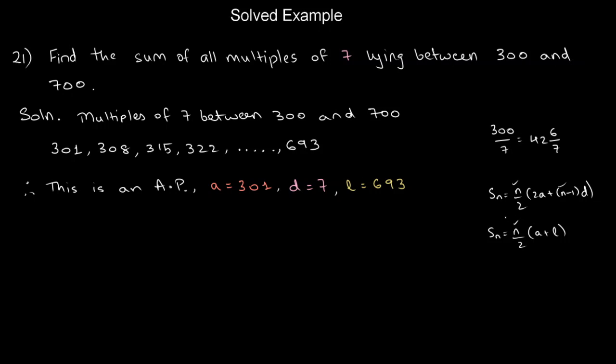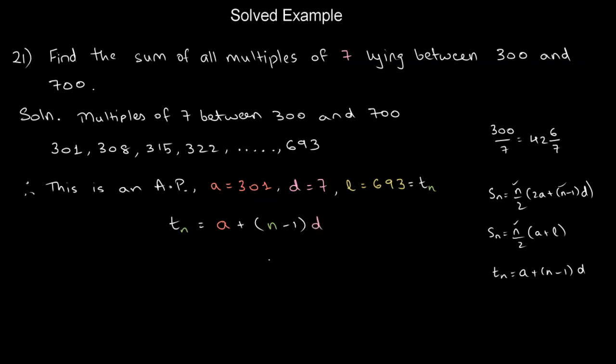To find the value of n, I will use the formula of the general term Tn, which is a plus n minus 1 into d. The last term, 693, I can consider to be the nth term. If I find the value of n here, I know the position of this term, and so I know the number of terms in the entire series. So the general term Tn is equal to a plus n minus 1 into d.